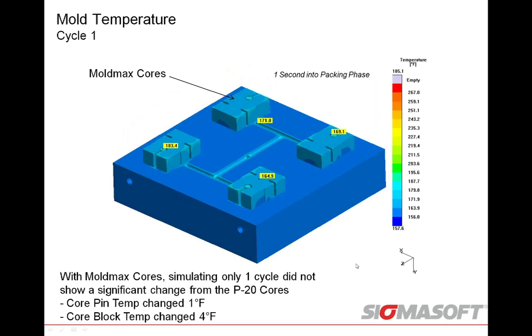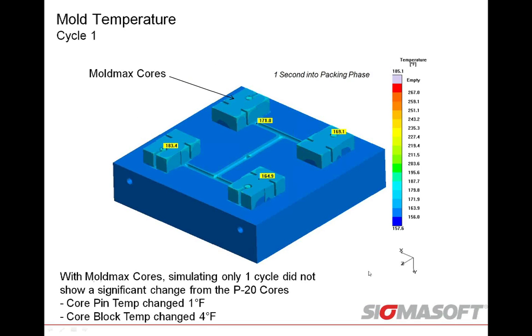Okay, so in this design, what I've also done, so I said the previous design, everything was P20: my core blocks, my core pins, my plates, everything. So what I did here is I kept my mold plate at P20, but I changed my core blocks and my core pin to Mold Max cores to see if I could get basically better thermal conductivity or heat transfer going through the mold and extract that heat out better.